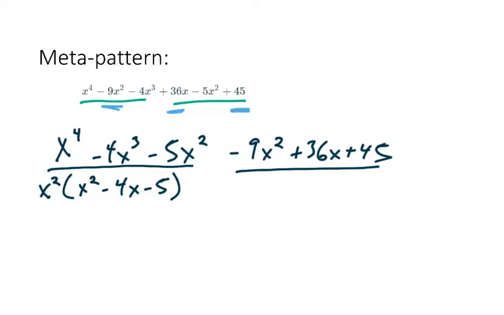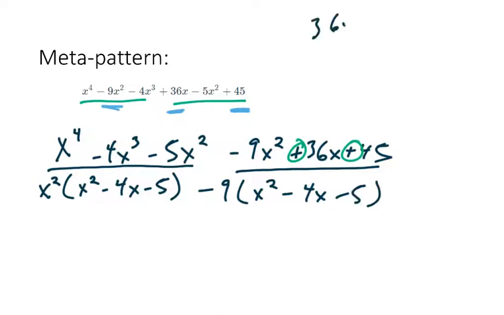Because it's a negative 9, that means my sign on this one and this one is going to flip when I factor the negative 9 out, because a negative times a negative is a positive. So that's going to be an x squared minus 4x minus 5. And if you're like, wait, what? How does that work? It's 36x divided by negative 9. Well, that's going to be a negative 4x. And if I have a positive 45 divided by a negative 9, that's going to be a negative 5. So it does actually make sense.